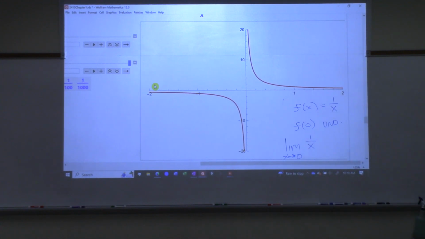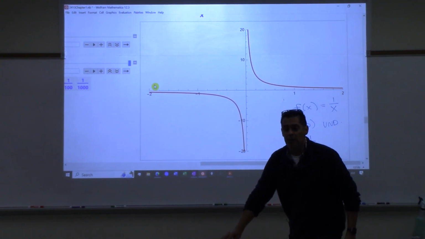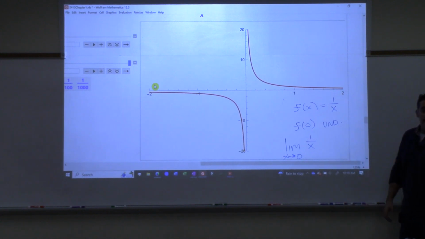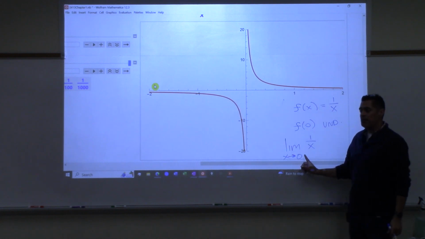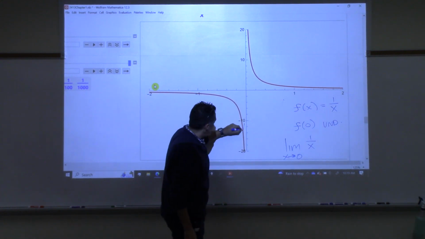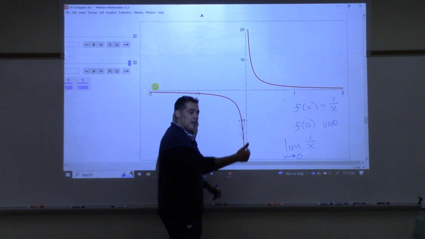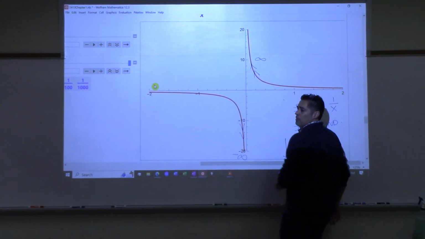What do you think? From the left, negative infinity, and from the right, positive infinity. Okay, so from the left, see here I didn't specify, did I? So you have to check both, right? If I come in from the left, I'm headed down to negative infinity on the y-axis. But if I come in from the right, I'm headed to positive infinity, aren't I?